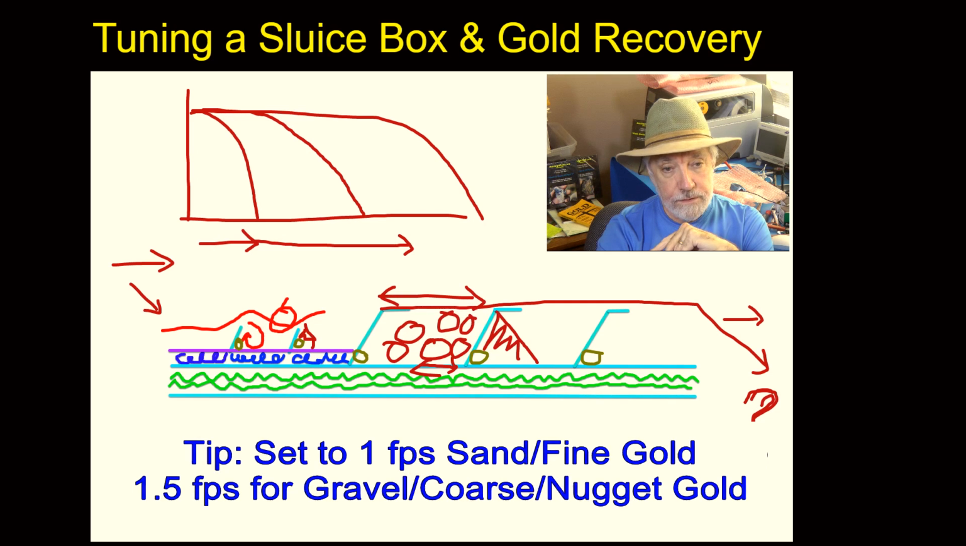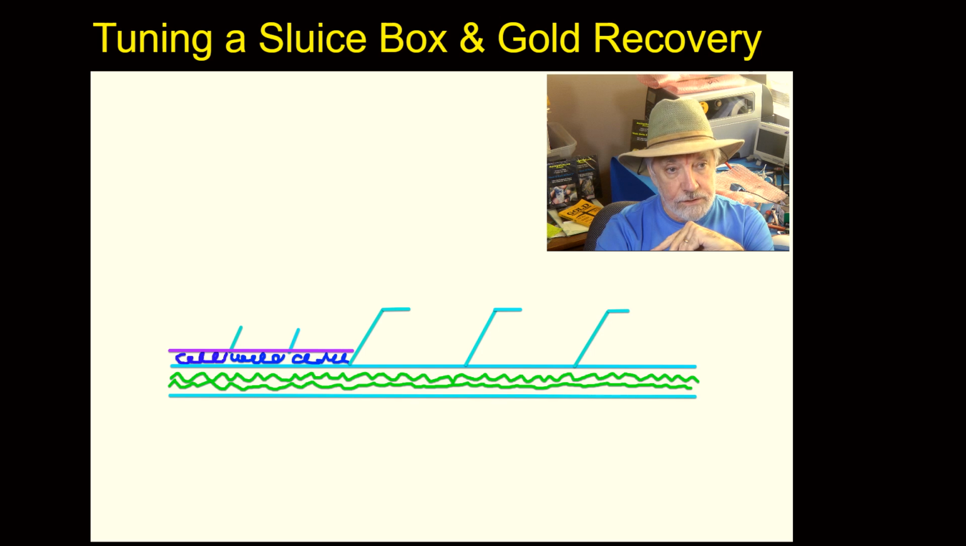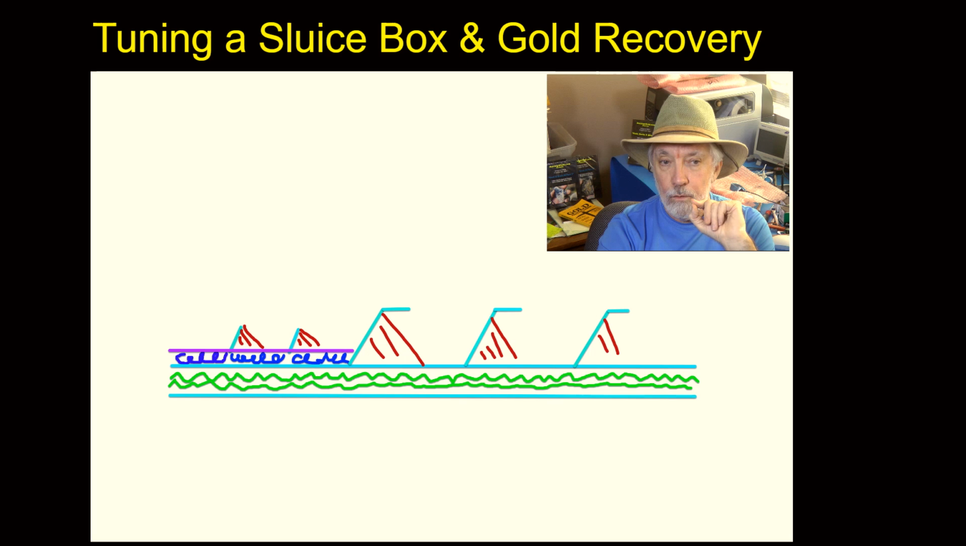Let me erase this whole mess. So essentially what you're going to want to do ideally is have a wedge of material behind each riffle that extends no further than half the distance to the next riffle. And so essentially, that job of that material is to shelter any sands or fine gold that would essentially be heavy sands, black sands or fine gold, that are going to be buried in this area right in here and here and here.